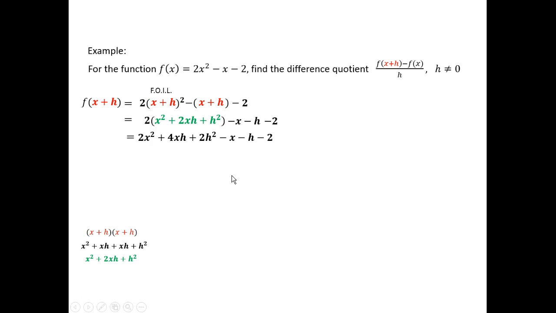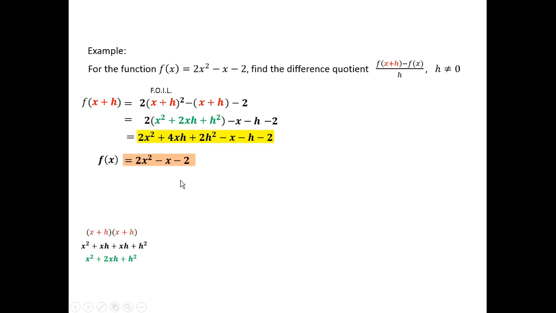Now, I'm done with my f of x plus h. So this part right here, f of x plus h, is all of this in the yellow. This won't simplify, and there's nothing that I can cancel, nothing I can combine. Now let's look at the second part. Let's look at the f of x. F of x, remember I told you that's nothing more than the original function itself. So f of x is 2x squared minus x minus 2.